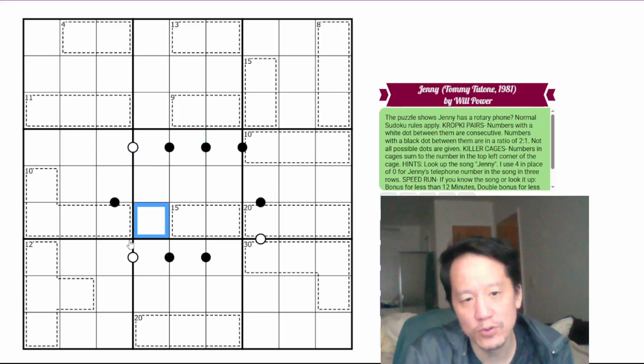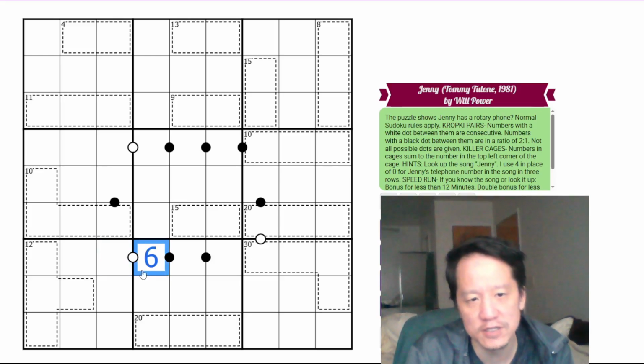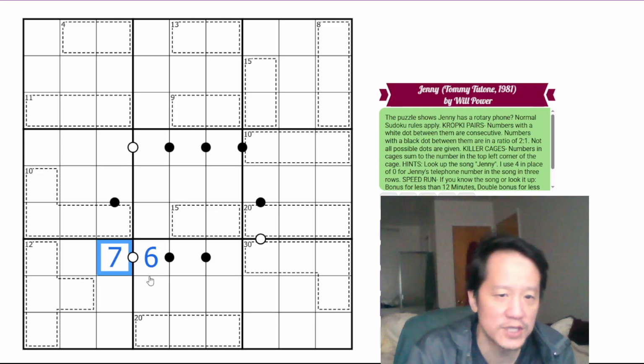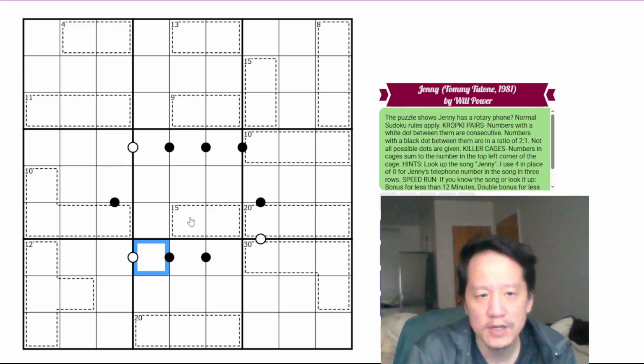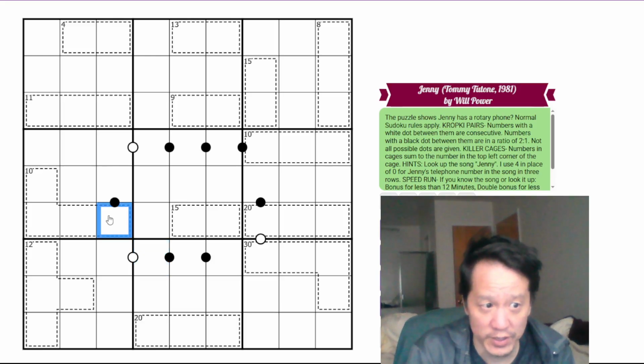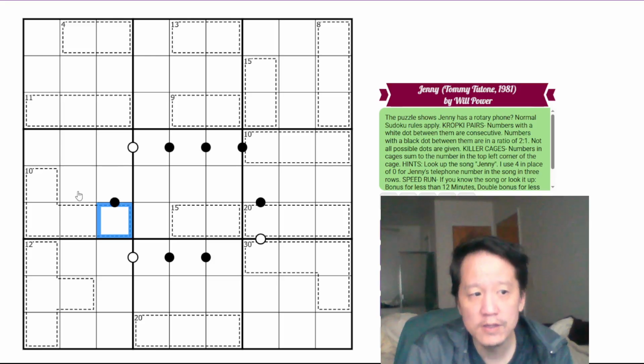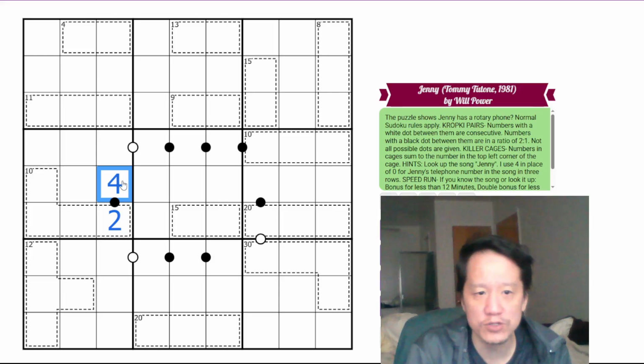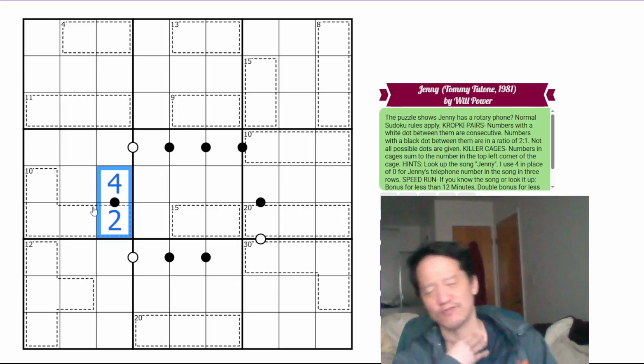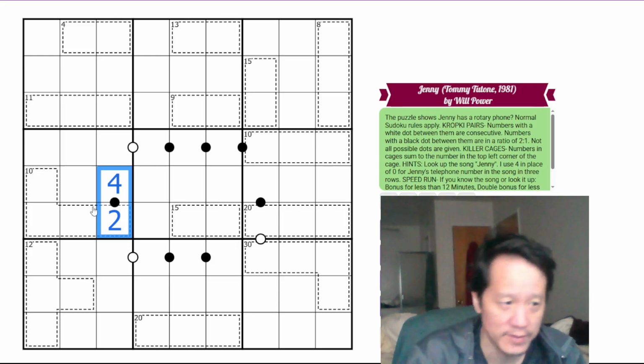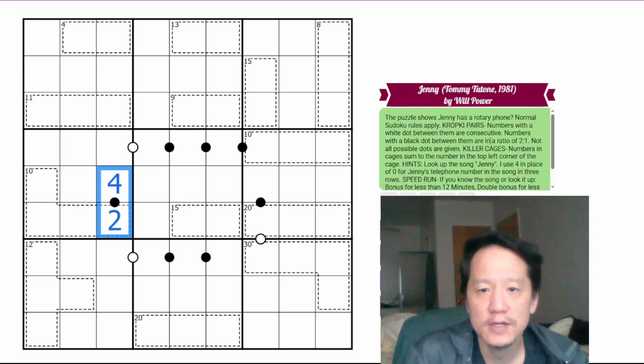So for example, if this were, say, a 6, this would have to be a 5 or a 7 to make sure that these digits are consecutive. If this were, say, a 2, this would have to be a 1 or 4 to maintain a 1 to 2 ratio between them. And that's how Kropki pairs work.